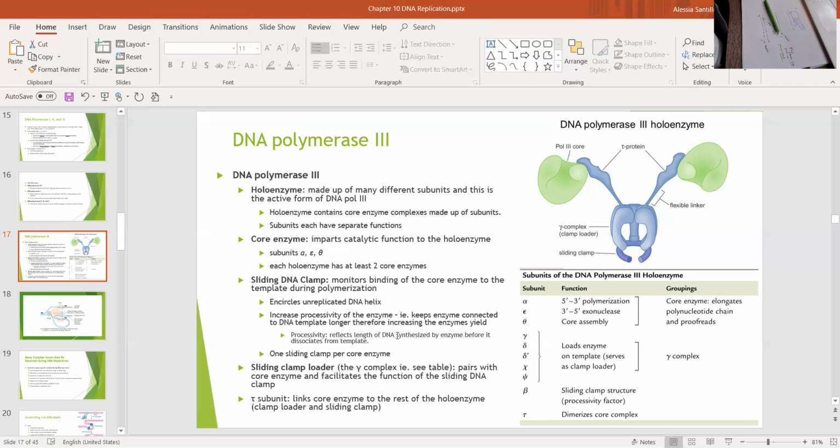So we also have a sliding clamp loader. This is exactly what its name suggests. This is something that loads the sliding clamp, that donut-shaped thing, onto the DNA template. And it's composed of different subunits like gamma, delta, delta prime, psi, and chi. Lots of different subunits are going to actually load the sliding clamp, which is actually composed of the beta subunit, onto the DNA template. Okay, so as you can see, many subunits, but they're all necessary to make DNA polymerase 3 work. If we didn't have one of these subunits, it wouldn't be the complete holoenzyme, and DNA polymerase would not work.